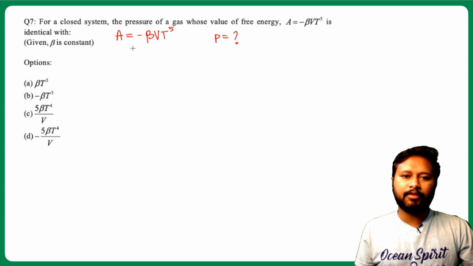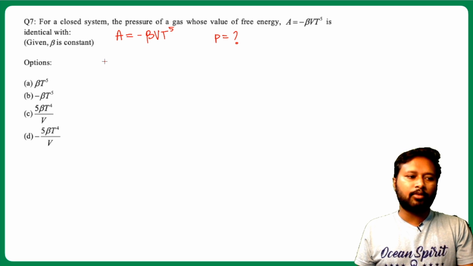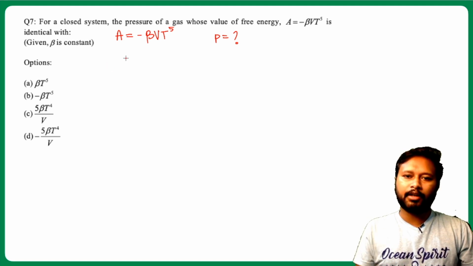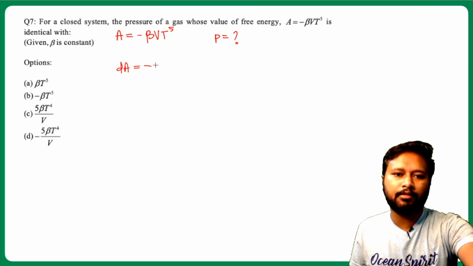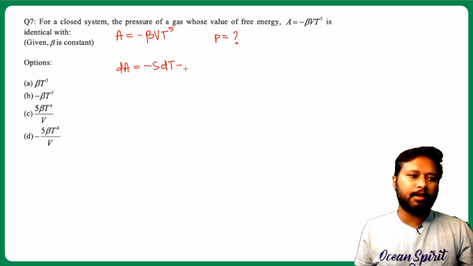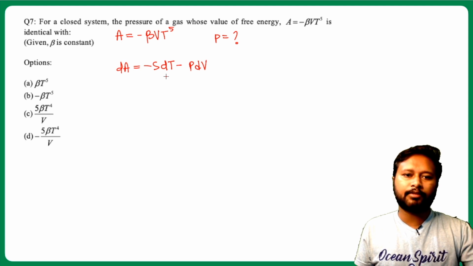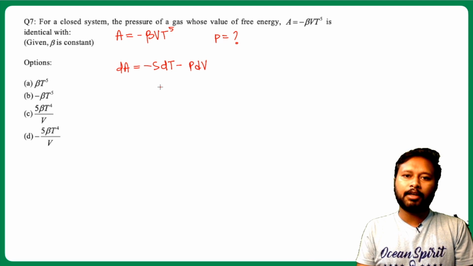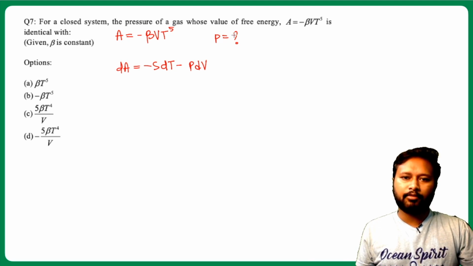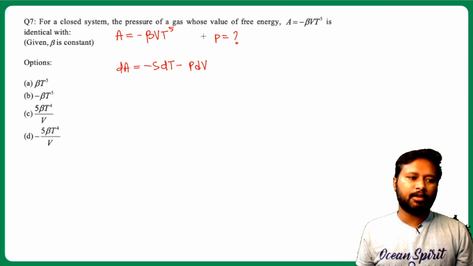Now since A is already given to you, and we know that the value of free energy depends according to the Maxwell equation, it is like dA = -S dT - P dV. Okay, that's what you have. Now you have to convert this whole thing in the form of pressure. You have to reduce this equation in the form of pressure.